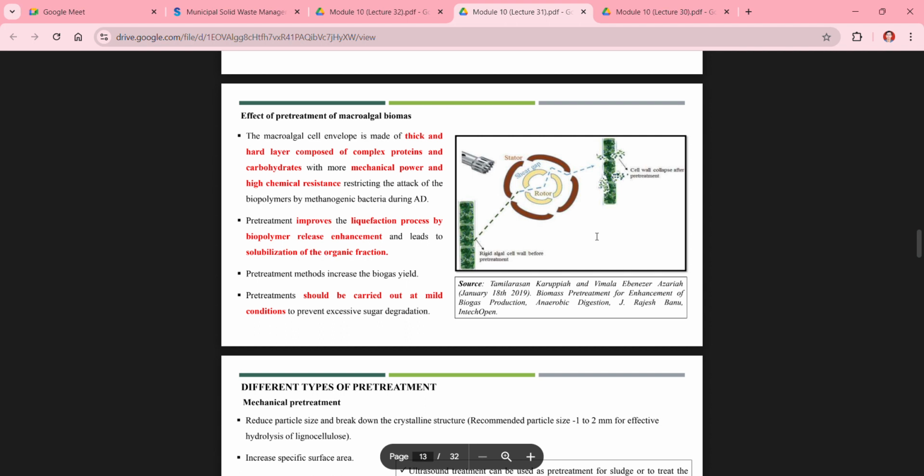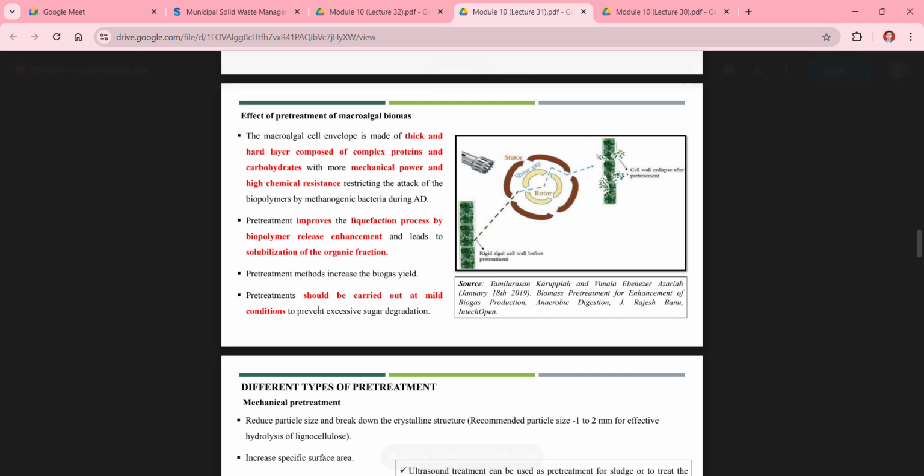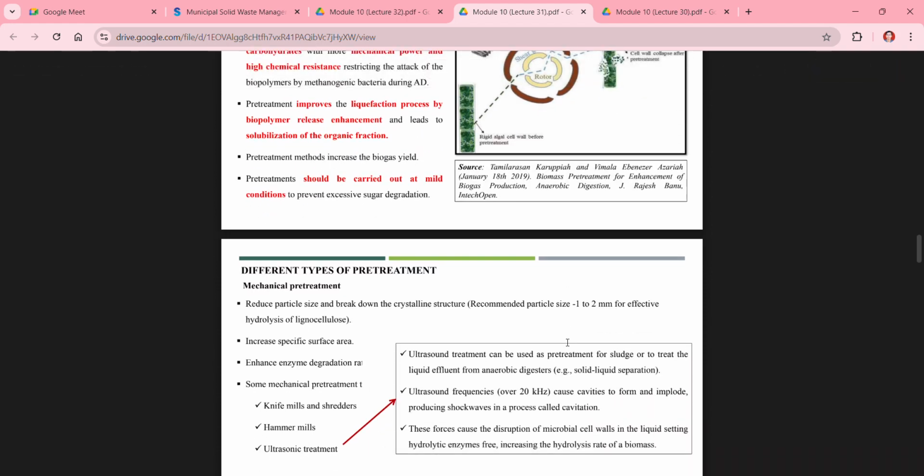And after the solubilization of the organic fraction into the liquid, that will increase the efficiency of the hydrolysis process, so that this microalgae can be converted into different types of acids like acetic or butyric acid, and further will be vulnerable for the methanogenesis process for the formation of the biogas. Pre-treatment should be carried out at mild conditions to prevent excessive sugar degradation. Okay, we don't need excessive sugar degradation also, so that has to be carried out at some mild conditions.